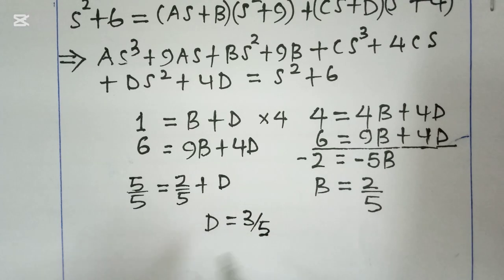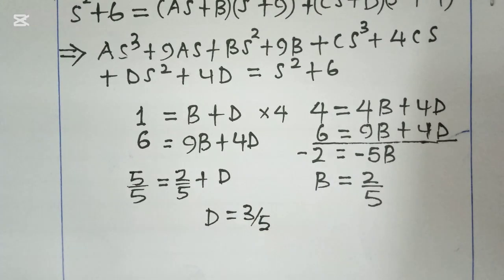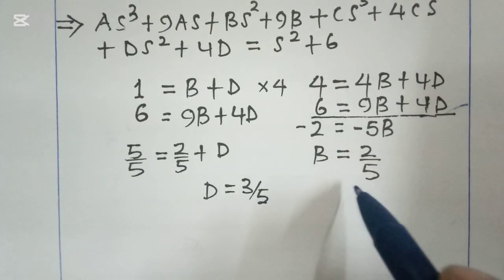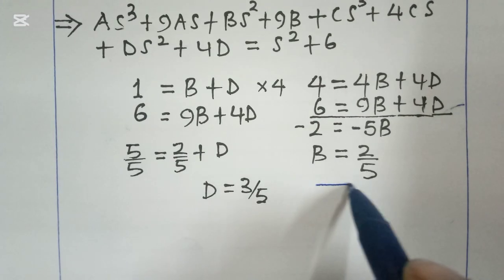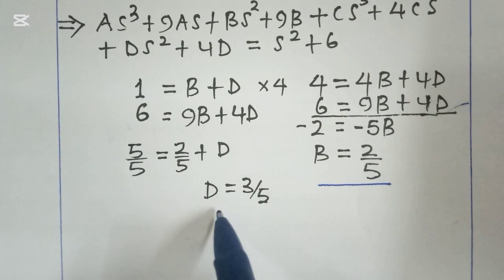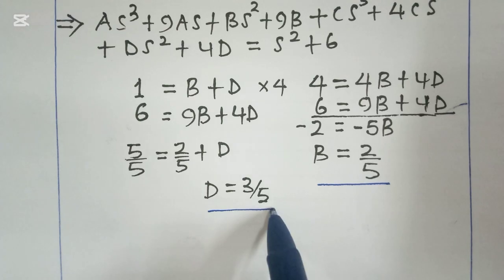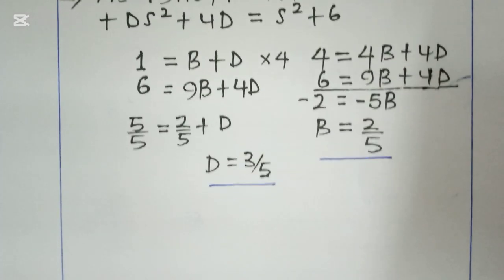So guys, we've been able now to get d. So guys, we can underline our b. That is our b, and we have our d here. Guys, now we are looking for a and c.